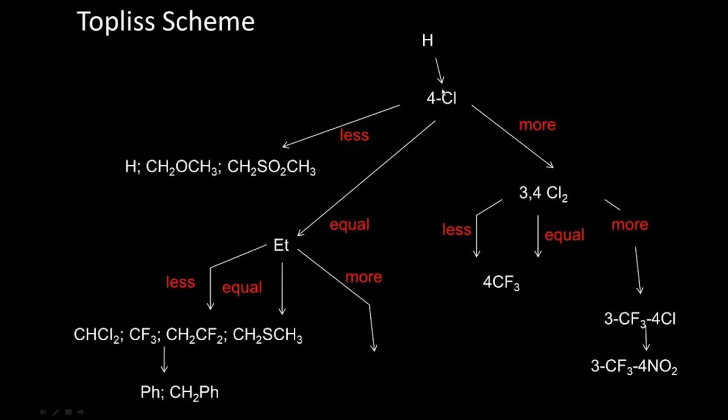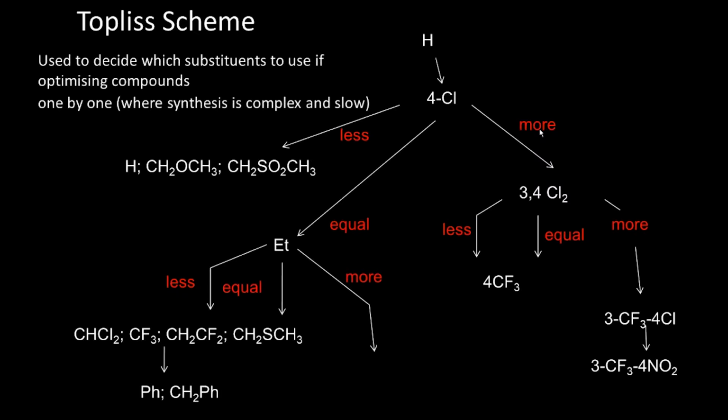Okay, so if you know that you are ending up like this, then you know how to change it to this, and so on. That's called the tuple scheme. It is used to decide which substituents to use when optimizing compounds, so we can do one-by-one synthesis. If the synthesis is very complex and slow, this is a very good approach. If the synthesis is very simple, you may just blindly substitute different functional groups.